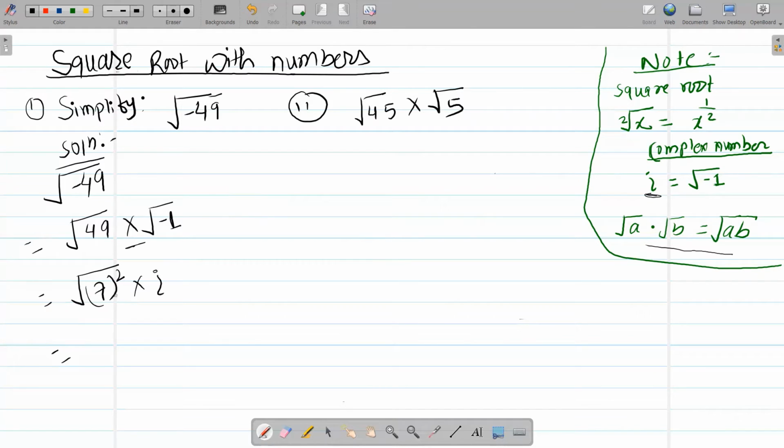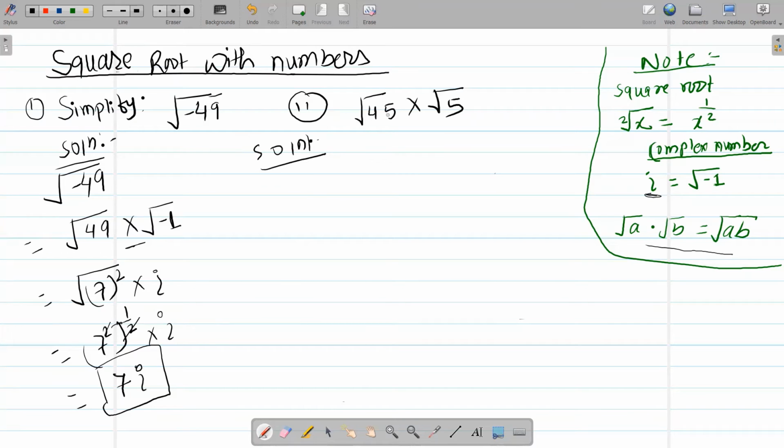Now you see the square, so we can write 7 squared, and the square root sign is equal to the power 1/2, times i. So we can multiply these exponents. If you multiply 2 times 1/2, these two cancel out. We have left 7 times i, which is 7i. That's our answer. Now let's see the other problems.